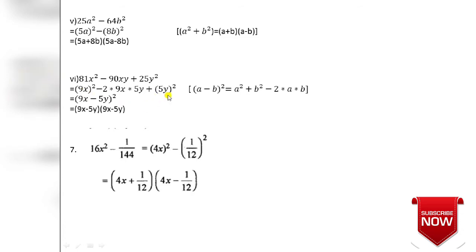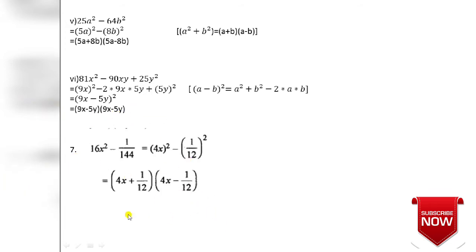So we get the values of a and b as a is 9x, b is 5y, and we substitute the values of a and b in the form of minus 2ab in the respective sum. We get minus 2 into a into b, where a means 9x and b means 5y, and we get the respective values in the form of a minus b whole square. So here a is 9x, b is 5y, and the whole formula is a minus b whole square. The whole square of 9x minus 5y means the number is multiplied 2 times, and here the number is 9x minus 5y, that's why we have written 9x minus 5y 2 times, which is the required answer.